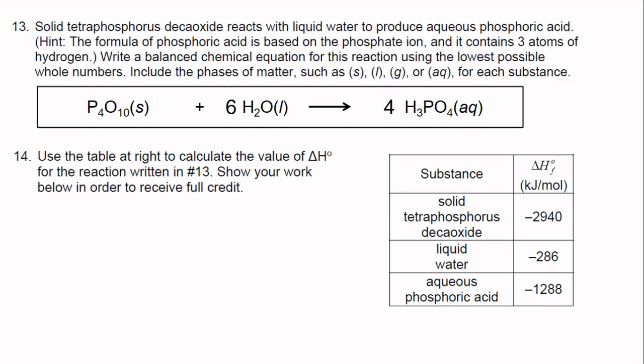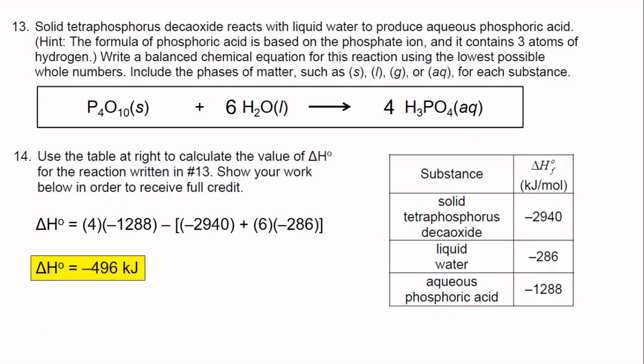Remember that we do products minus reactants for enthalpy of formation. So we need products, in this case 4 moles of the phosphoric acid. So 4 times negative 1288, these are all in kilojoules. And then minus the reactants, that would be negative 2940 for the tetraphosphorus decaoxide, and then plus 6 times the number for water, negative 286. If we do this math, our delta H, which is our answer, is negative 496 kilojoules.